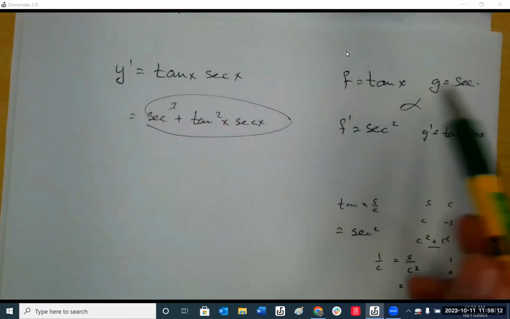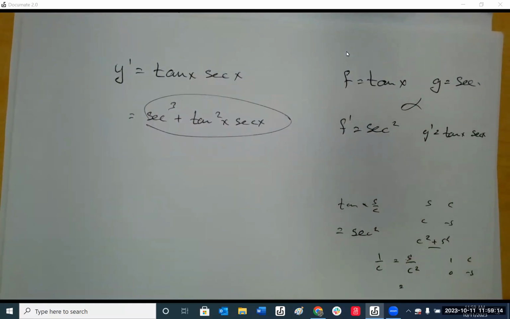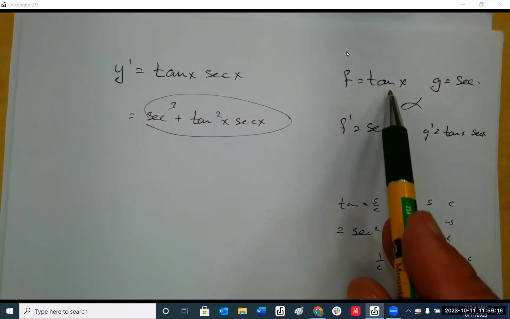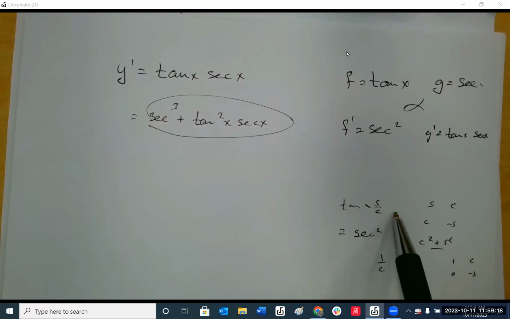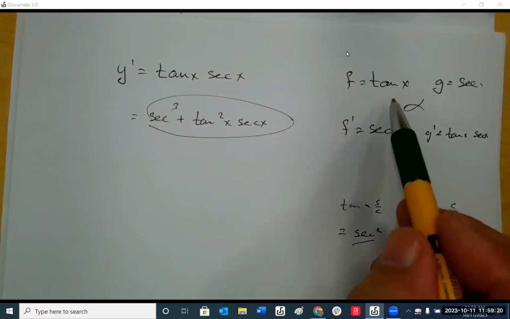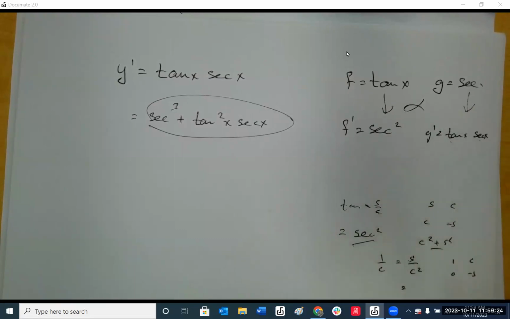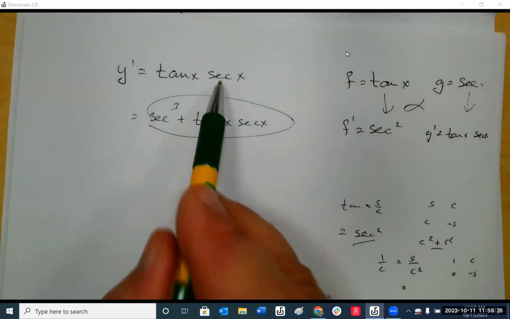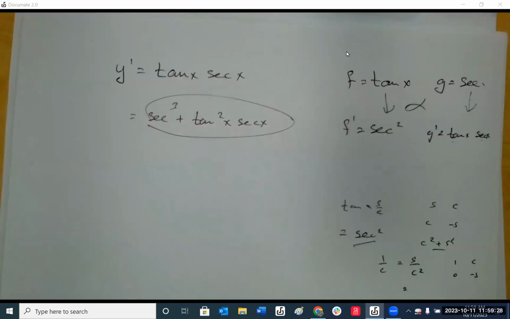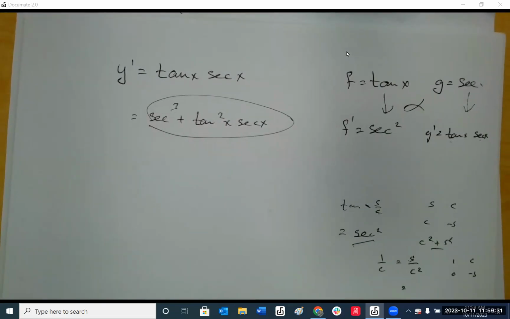So if we just take tangent and secant and take the derivative of those individually, tangent is sine over cosine. The derivative of that is secant squared. Secant, the derivative of that is tangent secant. Since it's the product rule, we add them and then we have it. I just asked ChatGPT what it was, and it gave the same thing.